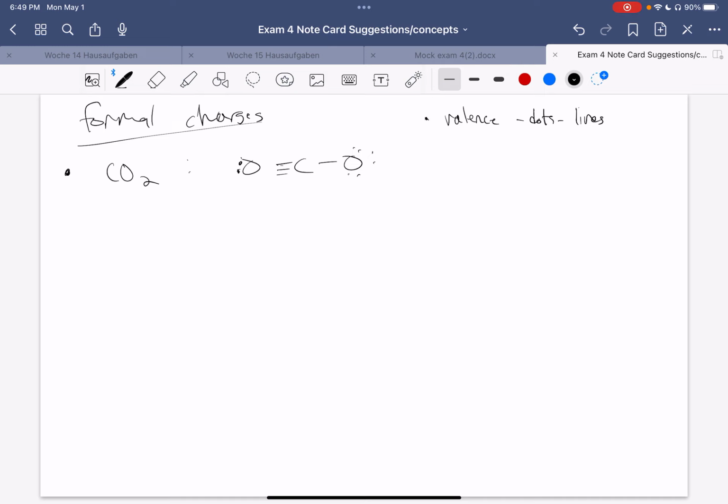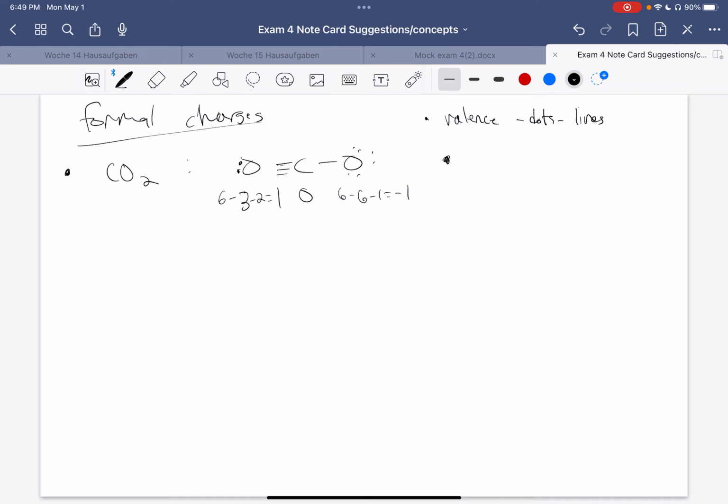If we start with carbon, we know carbon has 4 valence electrons and there are 4 dots connected to it, so that formal charge is 0. That's good. We want it to be 0 or as close to that as we can. This oxygen over here has 3 lines and 2 dots, so that's 6 minus 3 minus 2, which is equal to 1. And this oxygen over here has 6 minus 1, which is equal to -1.